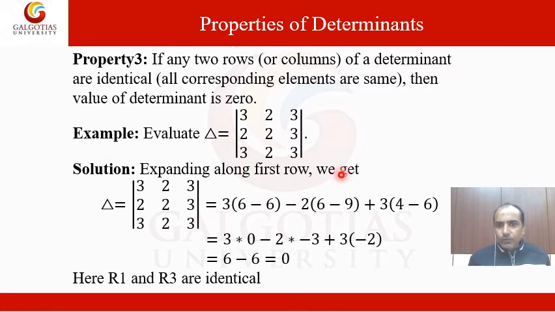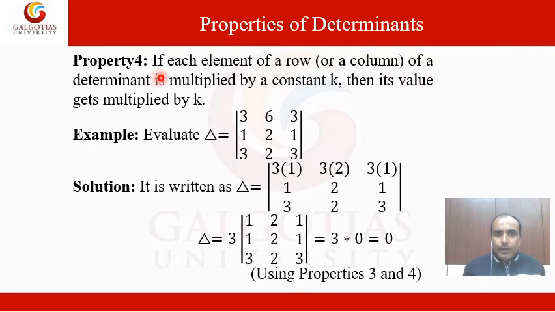Expanding along first row. First we expand this determinant along the first row. We get the value of determinant is 0. And in this determinant we see R1 and R2 are identical, 3 2 3, 3 2 3. So the value of determinant is 0. Therefore property 3 is verified.